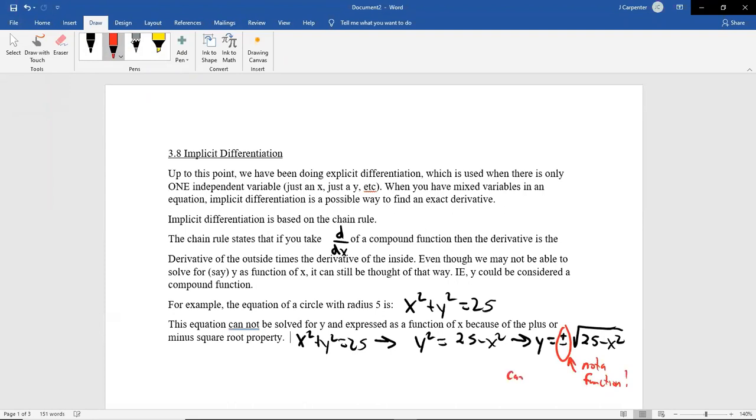We can't say y is f of x because of that plus or minus. It's not possible to explicitly define y as a function of x, even though it kind of is. It's got this kind of thing going on because sometimes it's positive, sometimes it's negative. It's actually both all the time.